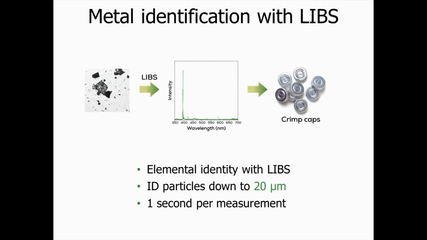Hound uses LIBS to identify metal and other organic particles down to as small as 20 microns. For laser-induced breakdown spectroscopy, a high-energy pulsed laser is focused on the surface of the particle, ablates a small volume of the particle, and creates a plasma. When the atoms in that plasma fall back to their ground state, they emit element-specific spectra that are measured for material identification.